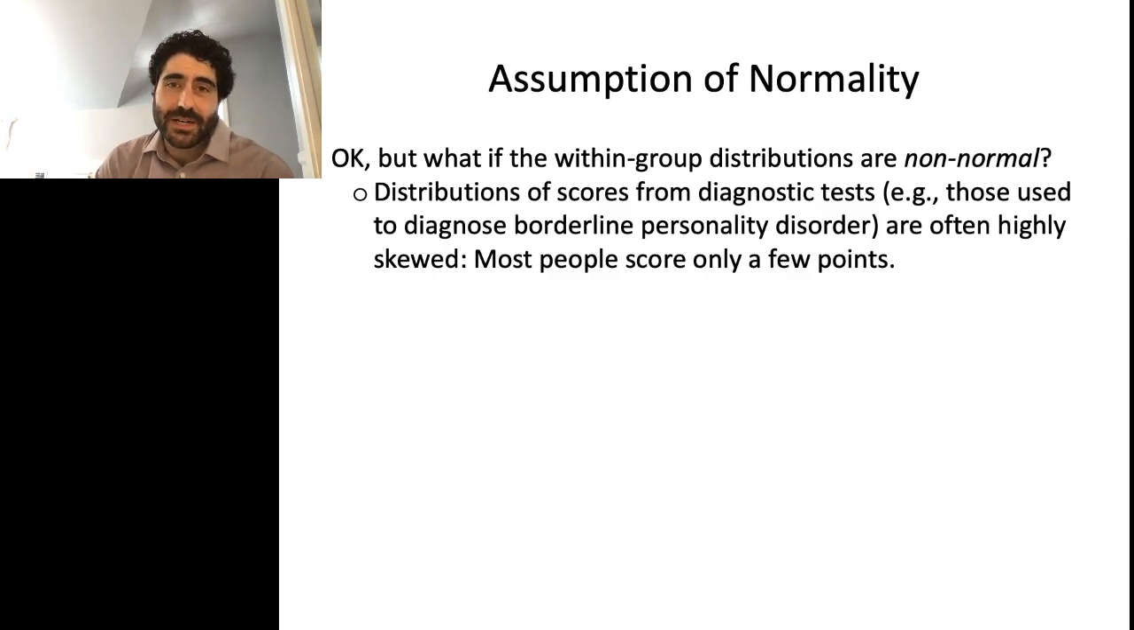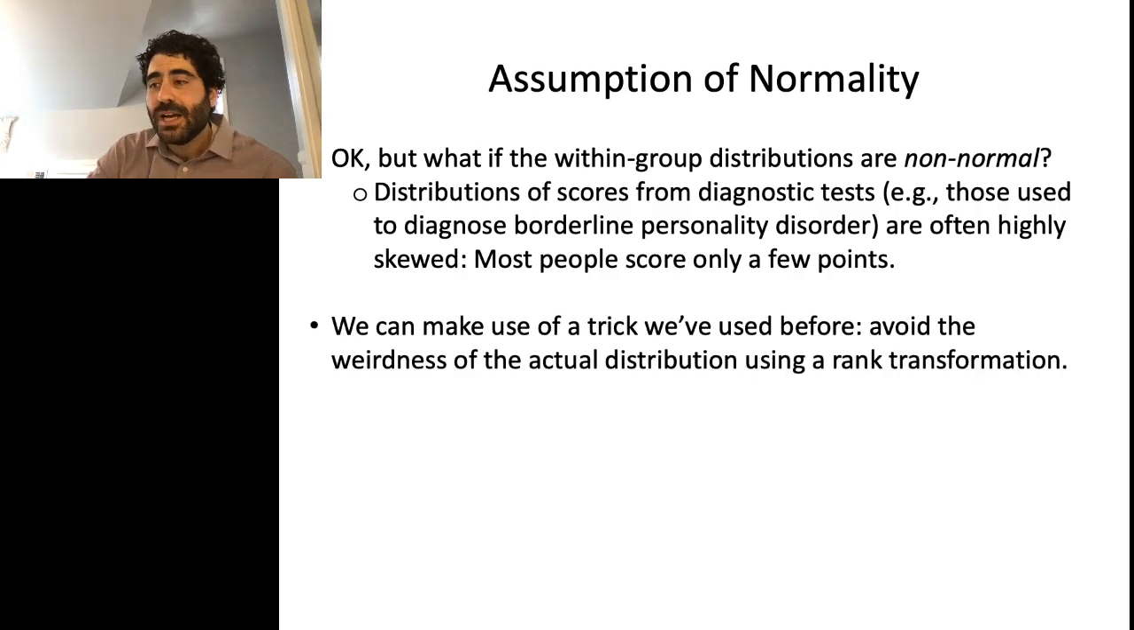You might have a type of memory test, for example, where we expect people to make very few errors, but people with a memory deficit might make a very large and unpredictably large amount of errors. And so we can make use of a trick that we used a few lectures ago, which is using a rank transformation, right? Anytime we have a really weird looking distribution, there's a few ways to try to deal with it.